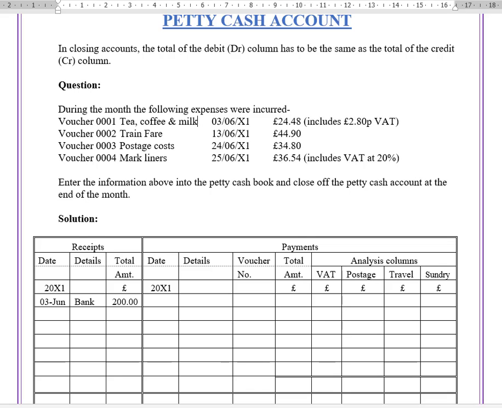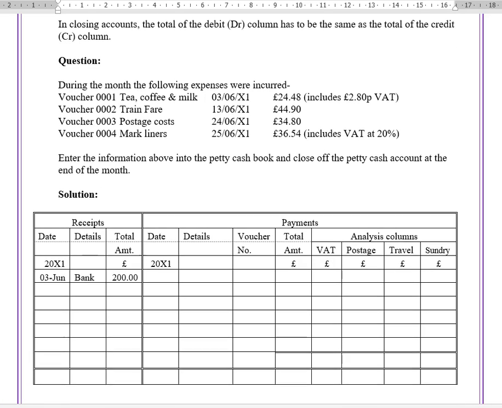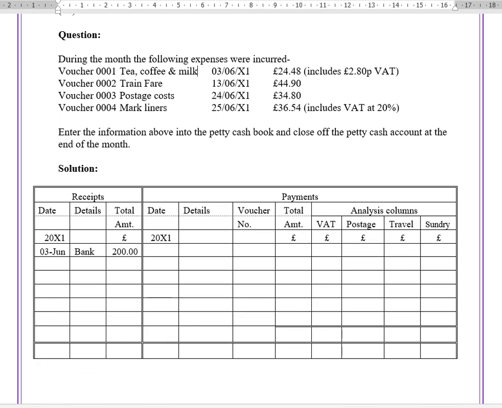Let's look at a question. It says to us, during the month, the following expenses were incurred. So you have a couple of transactions that have taken place that you need to enter into the petty cash book that has been given to us below. It says, enter the following information above into the petty cash book and close off the petty cash account at the end of the month.